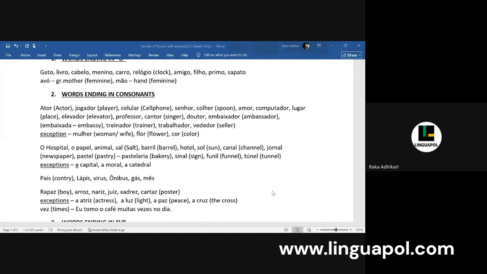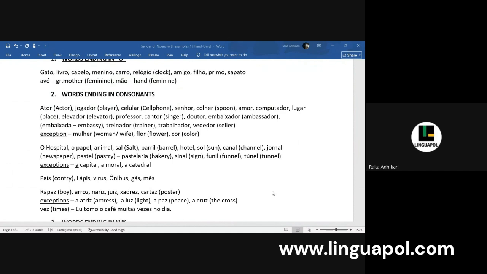So if you just look at the word meninas and say that it is a masculine word because it ends with S, then that would be wrong. So we need to be careful that we are not considering the plural words into this category of words ending in S that are masculine. So we can only categorize the singular words that end in S, because in plural, definitely all the words will end in S. So let's look at the examples.